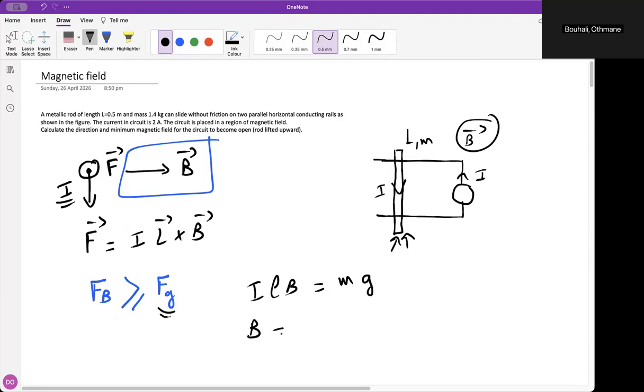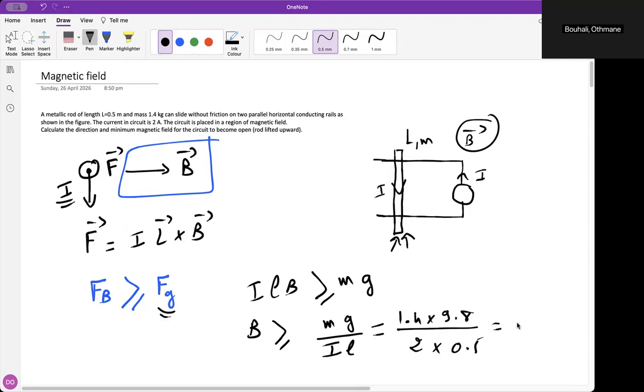This means that B, the magnetic field, must be bigger than mg divided by IL, which if you replace, it will give you 1.4 times 9.8, the gravitational strength, divided by the current, which is 2 amps, and the length of the cable, 0.5, and this will give you 13.7 Tesla. So this is just an application of the magnetic force on a conductor carrying a current. Let's go to another example.